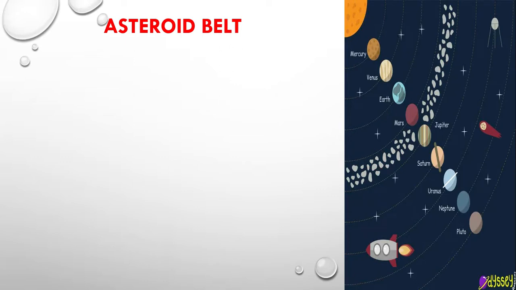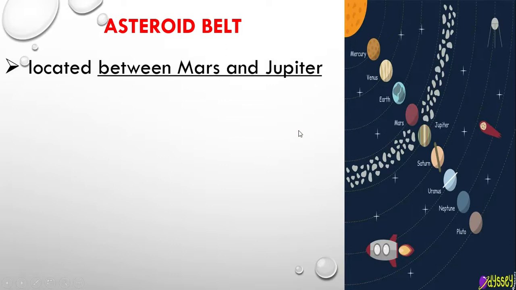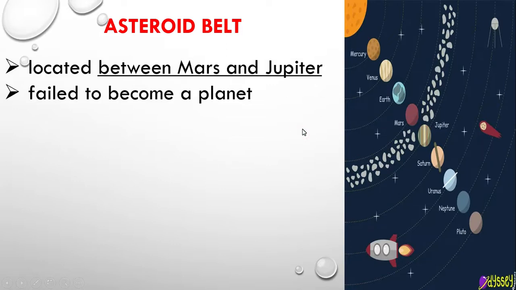Okay. So after ni Mars in the solar system, we have Mercury, Venus, Earth. After ni Mars is what we call the Asteroid Belt. Okay? It is in between ni Mars at saka ni Jupiter. Okay? So yung mga asteroid in the asteroid belt, they are the materials that failed to become a planet during the formation of the solar system.